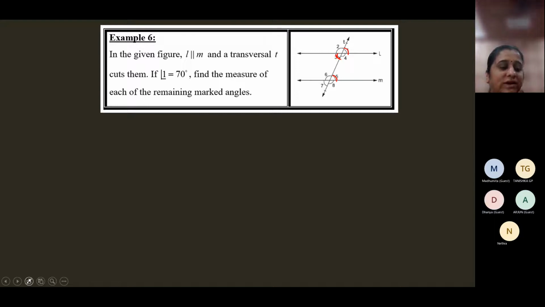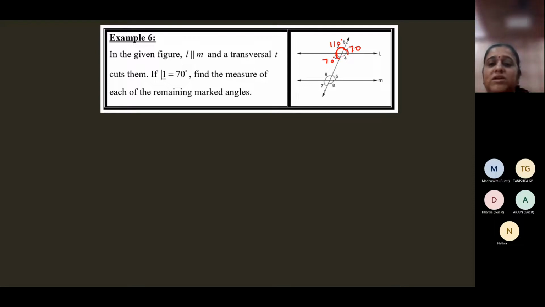Wait, let's do this in order. We'll not do it randomly. Now angle 1 is 70 degrees, so angle 3 is also 70. Vertically opposite angles are equal. Now what's the measure of angle 2? 110 degrees, ma'am. Linear pair, correct. Angle 1 plus angle 2 is 180. So if angle 1 is 70 degrees, angle 2 will be 110, linear pair.